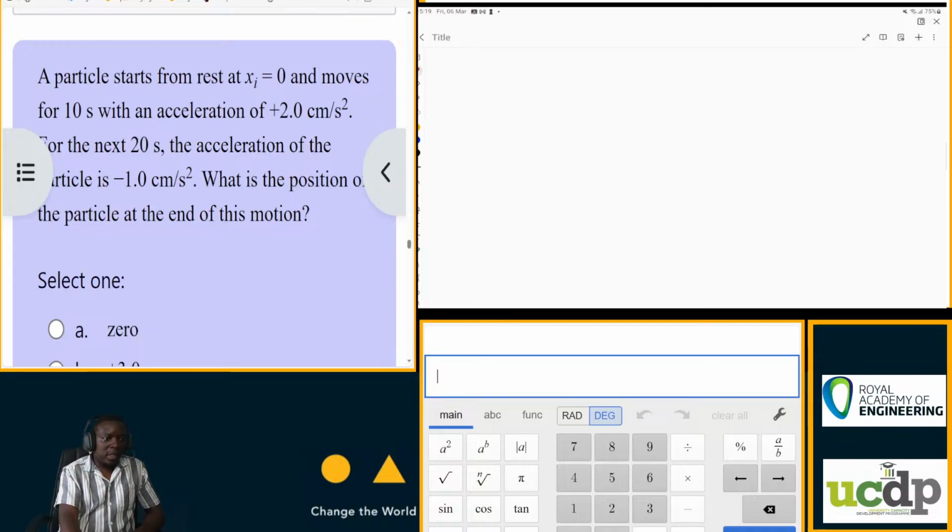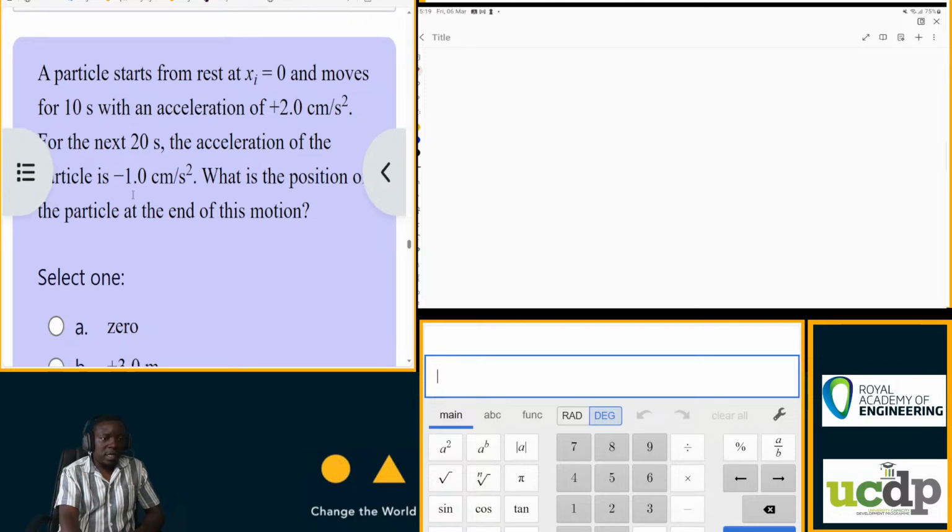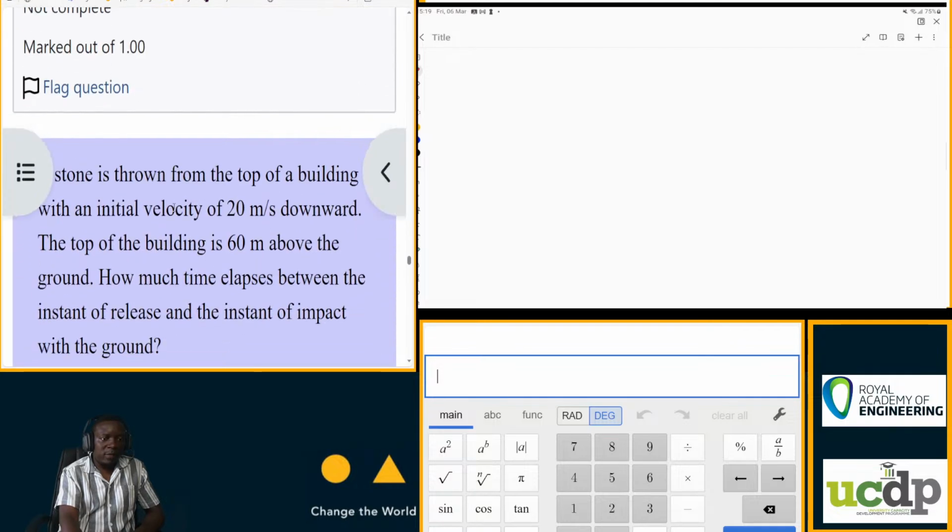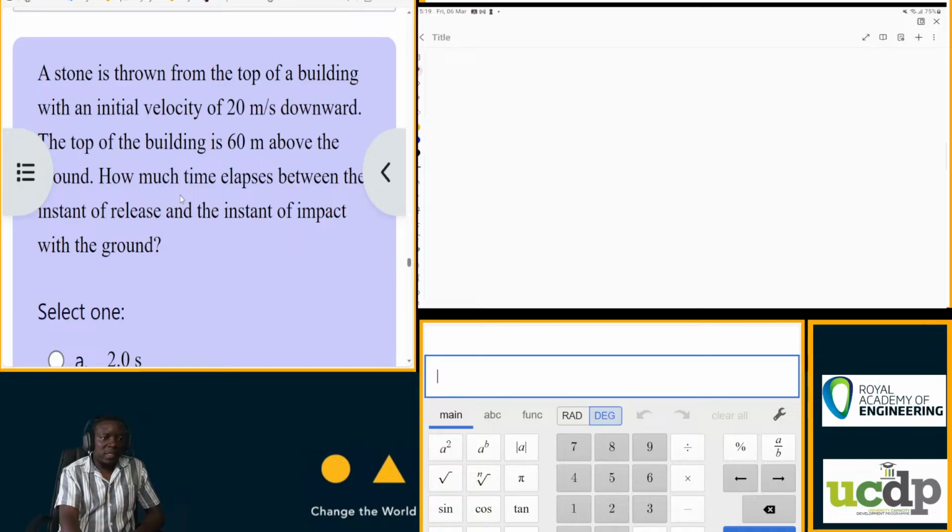So let's go to the next set of questions. Our next question here is question number 12. This is a vertical projectile. A stone is thrown from the top of a building with an initial velocity of 20 meters per second downward. The top of the building is 60 meters above the ground. How much time elapses between the instant of release and the instant of impact with the ground?